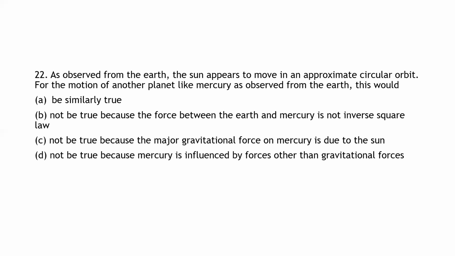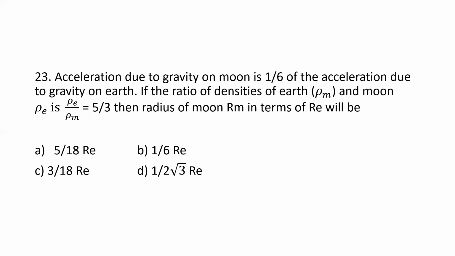So here option C is the correct one. That is, not be true, because the major gravitational force on Mercury is due to the sun. So here we cannot predict the conclusion given in the question from the earth, because the gravitational force on Mercury is due to the sun. Right? So option C is the correct option. Let us see the next question.